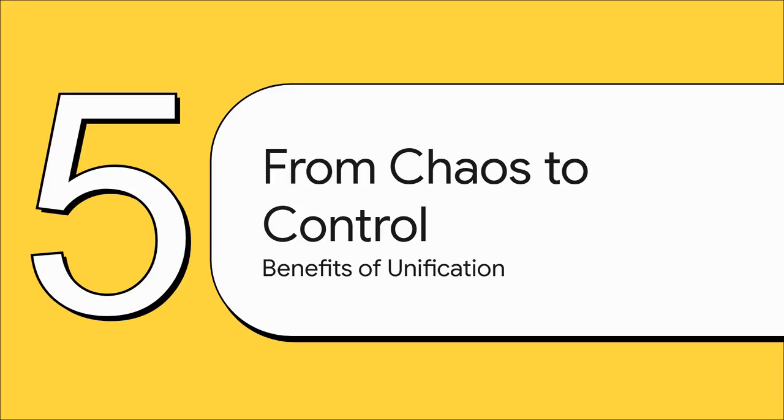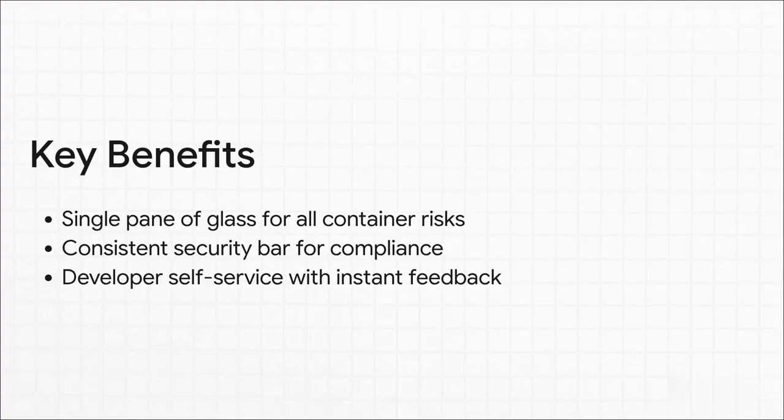So, what have we actually accomplished by putting this architecture in place? Well, we've moved from a state of constant, reactive chaos to one of calm, proactive control. The payoff here is just enormous. First, you get that single pane of glass everyone's always talking about. One place to see all your container risks across every cloud. Second, you get true consistency, which is an absolute dream for compliance and audits. And maybe the most important part is that you empower your developers. Security is no longer a bottleneck. It's a self-service tool that gives them instant feedback right inside their workflow.